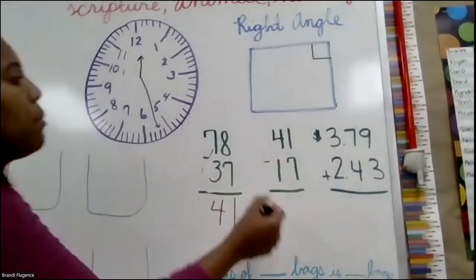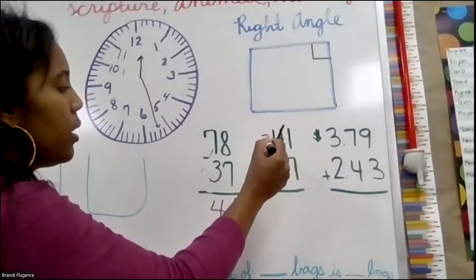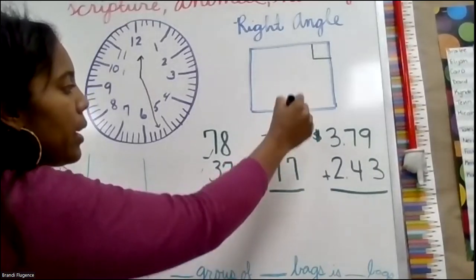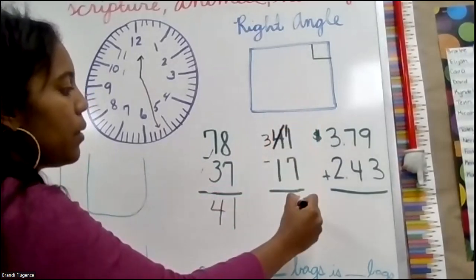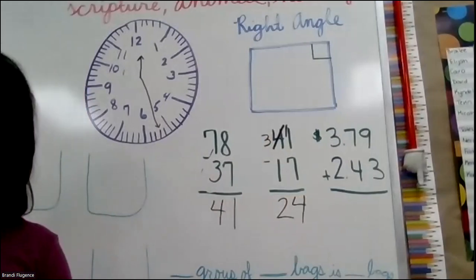So let's see, we have 41 minus 17. We cannot do 1 minus 7, so I need to trade. Take 10 from 41, it becomes 31. Add that 10 to 1, it's 11. 11 minus 7 is 4. 3 minus 1 is 2. 24. All right, Kinley, come to the last one.